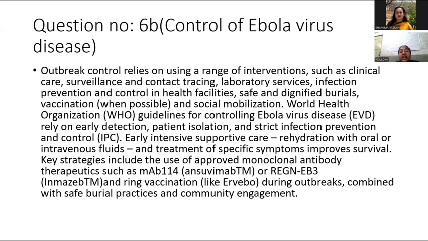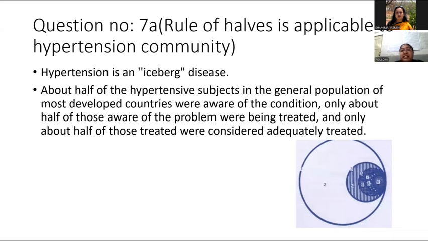Now coming to the explain why questions. That is question number 7A, that is rule of halves is applicable to hypertension in the community. We all know that hypertension is an iceberg disease. About half of the hypertensive subjects in the general population of most developed countries were aware of the condition. Only about half of those aware of the problem were being treated, and only about half of those treated were considered adequately treated.